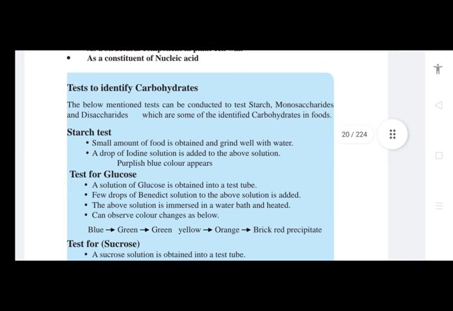Next, we are coming to the test to identify carbohydrate. First, starch, which is a polysaccharide. Here we have to obtain a small amount of food, grind it well with water, then add a drop of iodine solution. If the observation is a change from yellow-brown iodine solution to purplish blue color, then we can confirm that starch is present in the selected food.